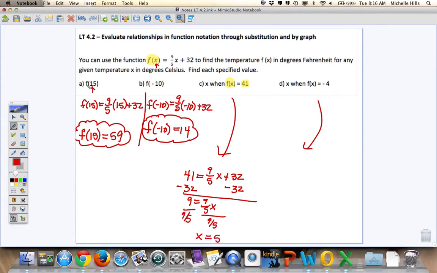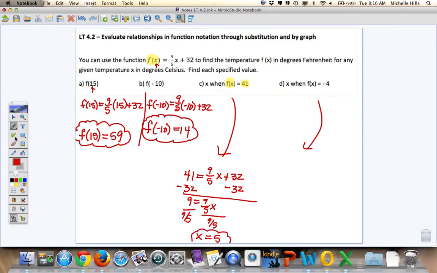They asked me to find f of 15, so my answer was f of 15 equals something. They asked me to find f of negative 10, so my answer was f of negative 10 equals something. They asked me to find x, so my answer is x equals something.